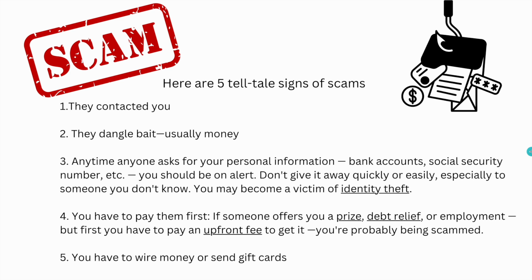So what are some telltale signs of scams? Well, first, just like all the examples provided by staff, they contacted you. Also, usually a scammer will dangle bait, most likely money. The most important thing to be wary of is anyone asking for your personal information. This could be your bank accounts or social security number. You should always be on alert if that is something that is stated. Do not give away your personal information easily or quickly. This is how people become victims of identity theft.